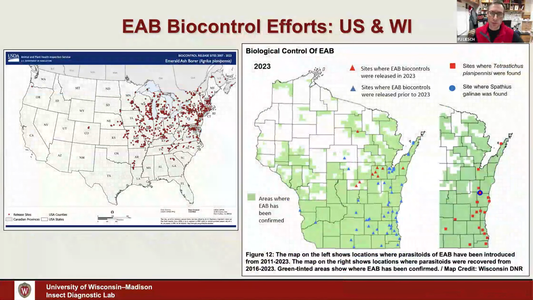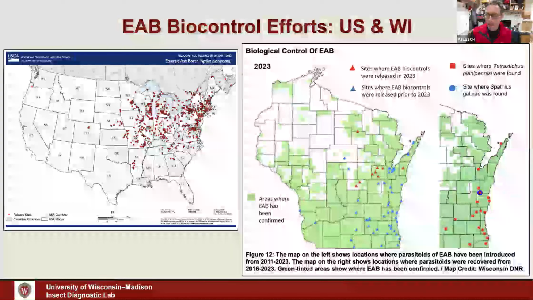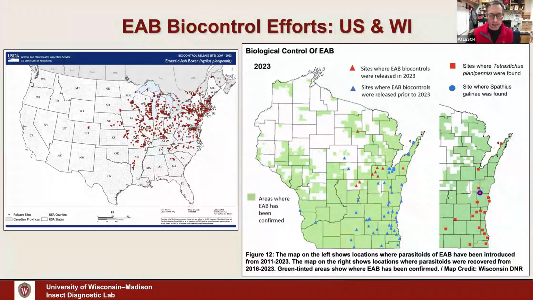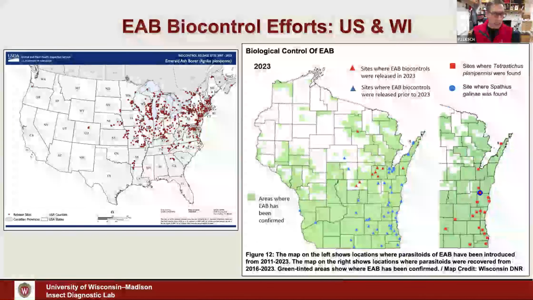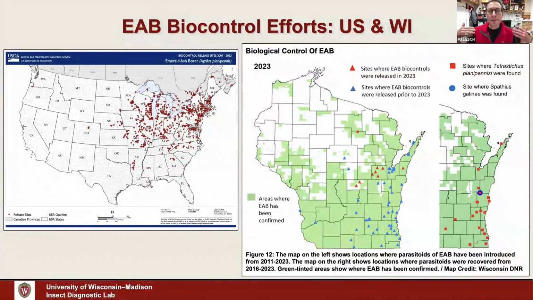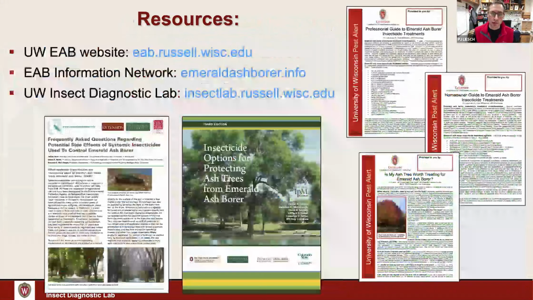Just to show you where there's been biocontrol releases nationally, we see releases on the map on the left. Within Wisconsin, we have had releases going back for over a decade. And there's also been sites where DNR, for example, has recovered these, meaning that they've introduced them and they seem to get a foothold. What will this mean for the long run? We don't fully know, but it's possible that we might hit a critical mass at some point, and these things could turn the tide against emerald ash borer, but we have to stay tuned for that.